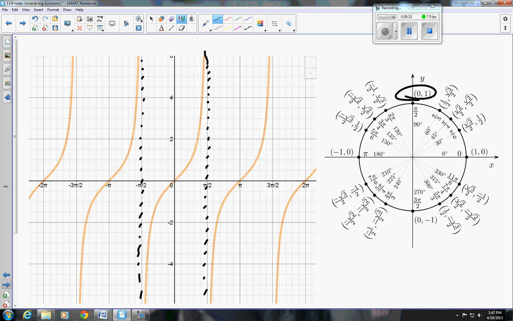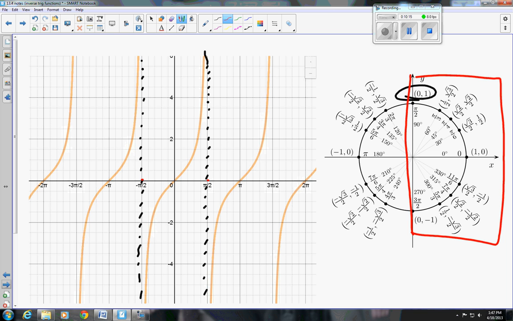But look at the values at pi over 2. The x is 0, the y is 1. Tangent is y over x. 1 over 0 is undefined. So, that's why the tangent function is not defined at pi over 2, and it's not defined at -pi over 2. It's also not defined at 3 pi over 2. That's why there are those holes in it periodically. So, in order to get a good representation of my tangent, I'm going to go from negative pi over 2 to pi over 2, which will be, again, just like the sine, the first and fourth quadrants.